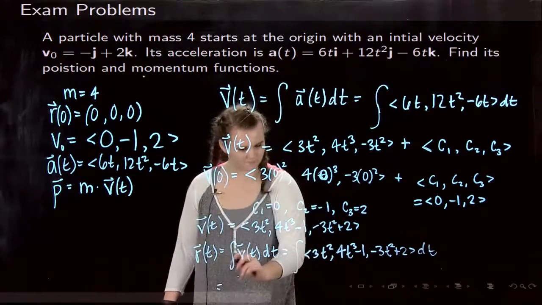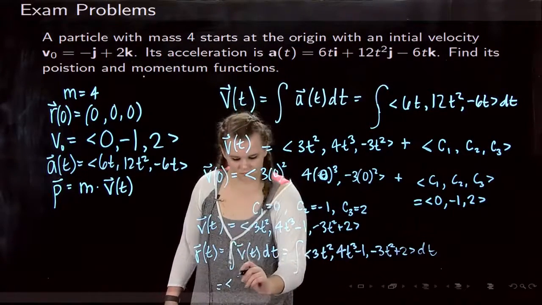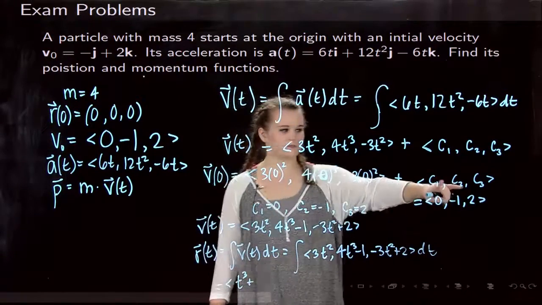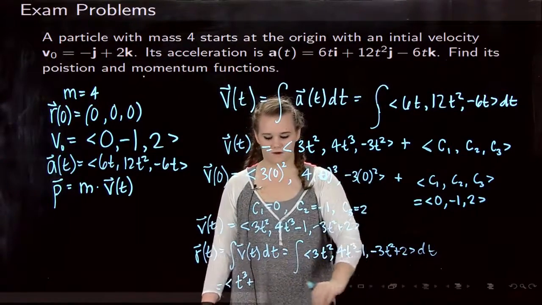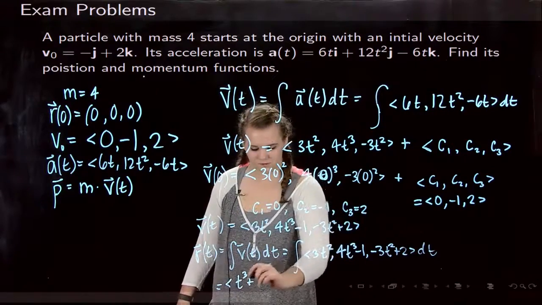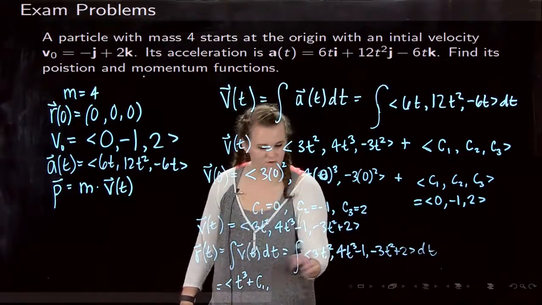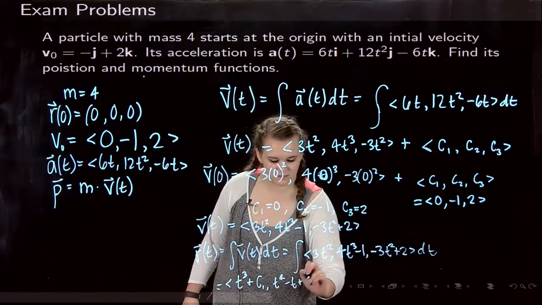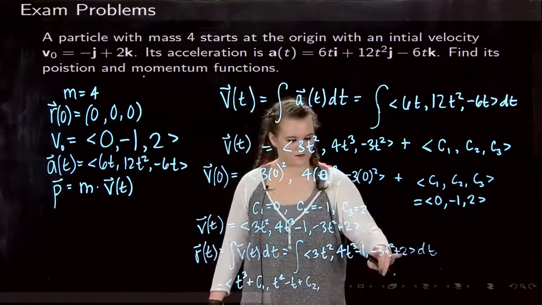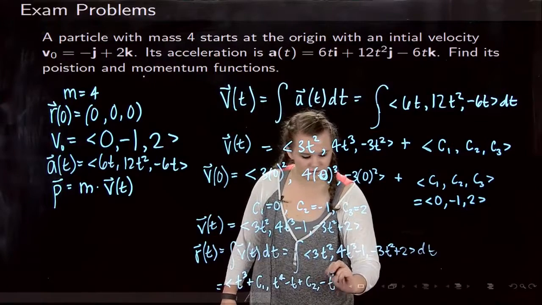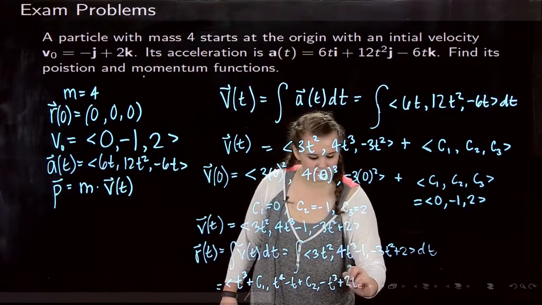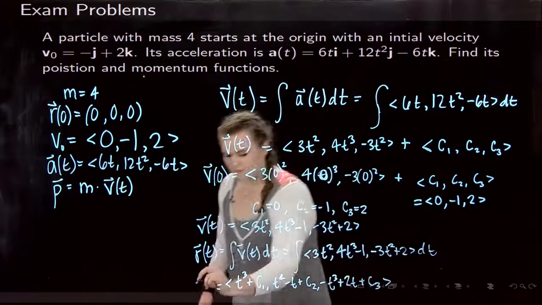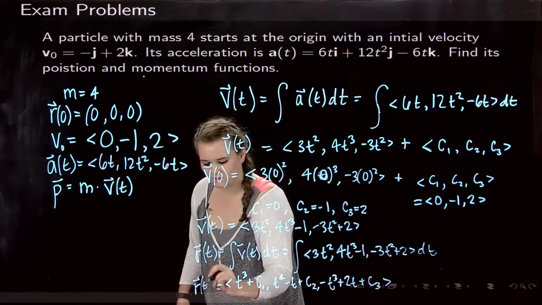We have t cubed plus, and so over here I wrote this separately, but we can write it all in the same vector equation. So plus C1. Here we're going to have t to the 4th minus t plus C2. And then here we're going to have -t cubed plus 2t plus C3. And this is our new position function.